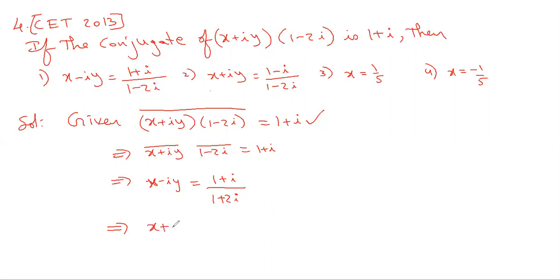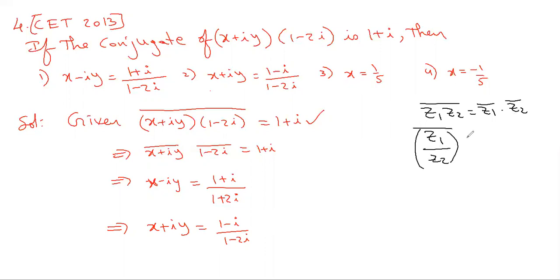If I take conjugate on both sides, this will be x plus iy. And the conjugate of 1 minus i by 1 minus 2i, I'm skipping many steps. If you know the properties, that is useful. The properties that I'm using here are, z1 z2 conjugate is conjugate of z1 into conjugate of z2, and z1 by z2, the whole conjugate, equals z1 conjugate by z2 conjugate.